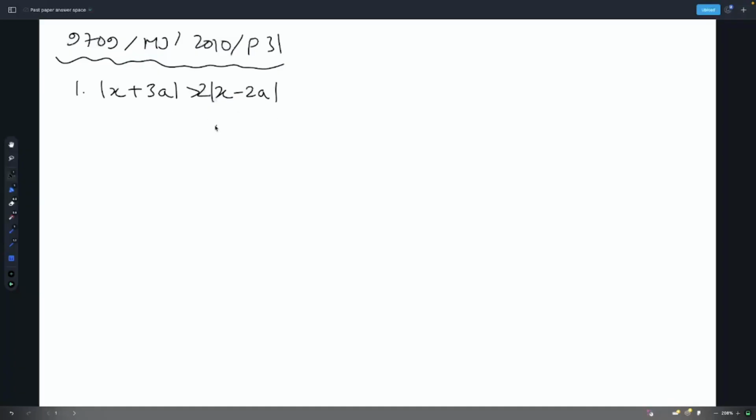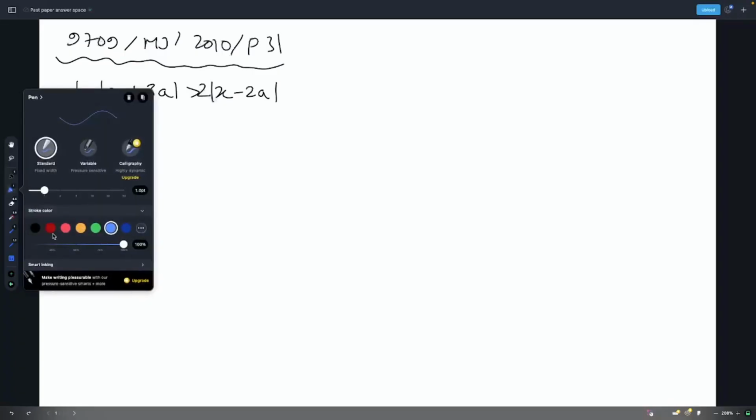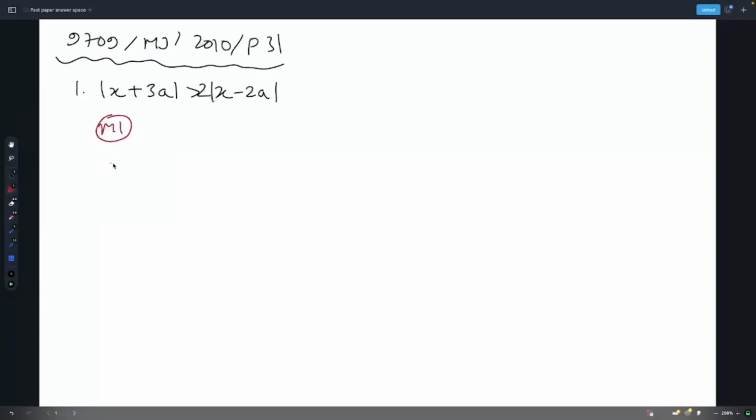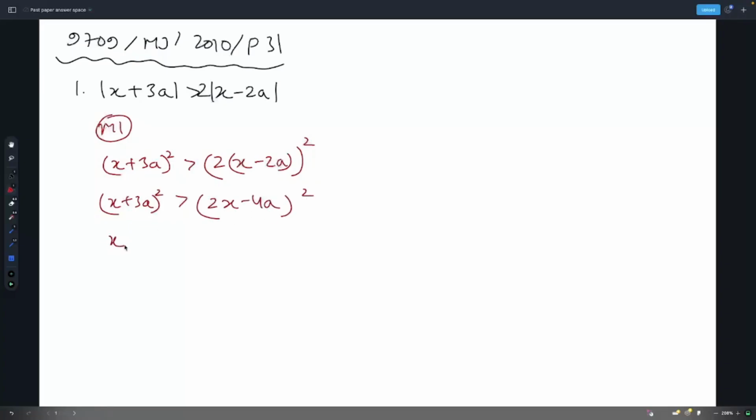I mean, you have to cross check here. So for example, I'm going to try showing you both methods. This is method 1, where I square both sides. So I have (x + 3a) whole square greater than (2x - 4a) whole square. So I have x square plus 6ax plus 9a square greater than 4x square minus 16ax plus 16a square.